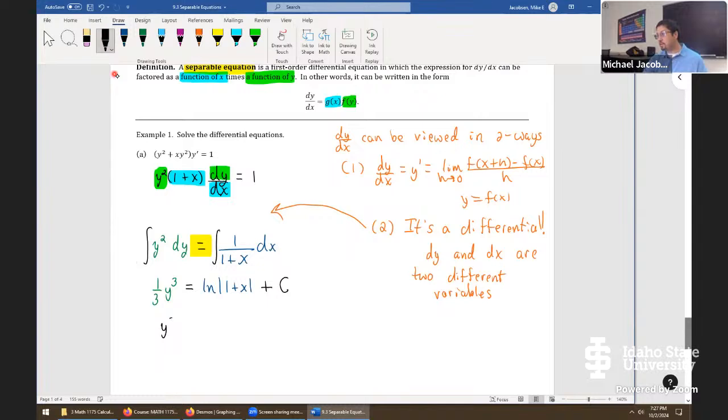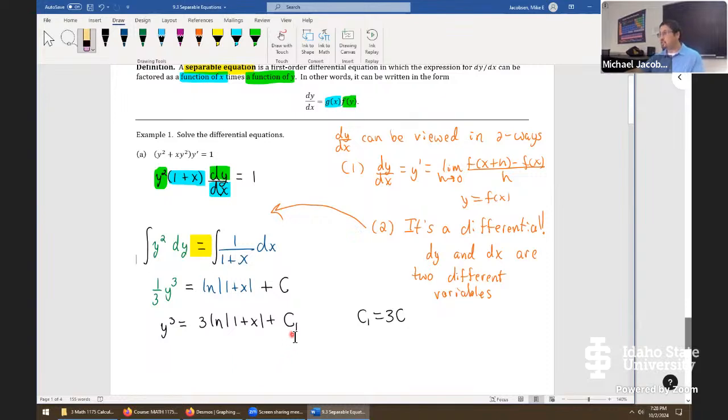We'll get y cubed equals 3 natural log of 1 plus x plus, well, recall, this is a constant of integration. It means that is any real number whatsoever. And if you put down 3 times c, that's still any real number. So just to keep the differential equation solution from getting too algebraically intense when it's not necessary, we would say something like this. C1, where C1 is 3 times C. This is a stylistic choice.